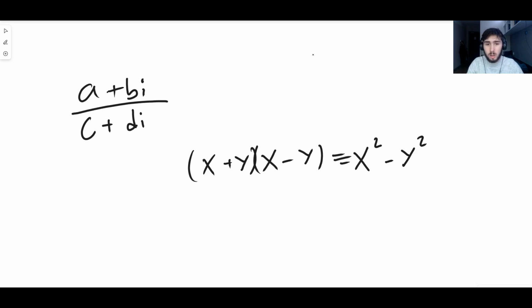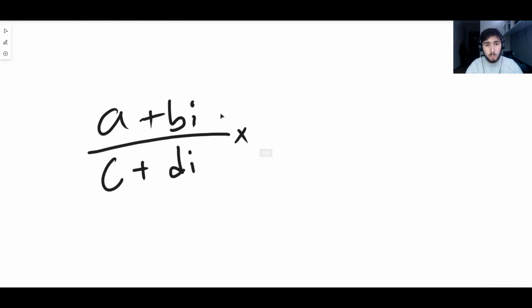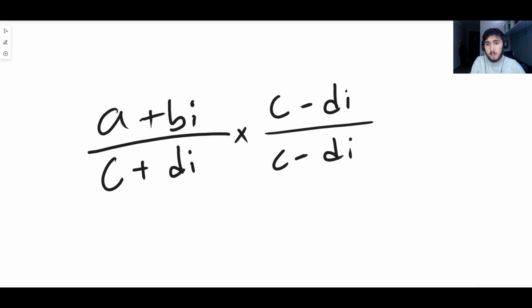So essentially we can use this formula. We realize that x squared, regardless of whether it's real or imaginary, is going to be real, and the same goes for y squared. What we're going to do is multiply the top and the bottom of this fraction by the number 1, but we're going to do it in a funny way. I'm going to zoom in for you guys. We're going to multiply by c minus di divided by c minus di. Do you agree that that whole fraction, numerator and denominator, must be equal to 1, because it's one thing divided by itself? It's the number 1.